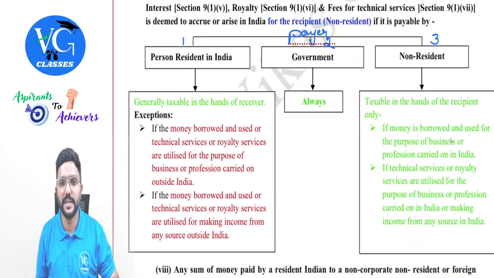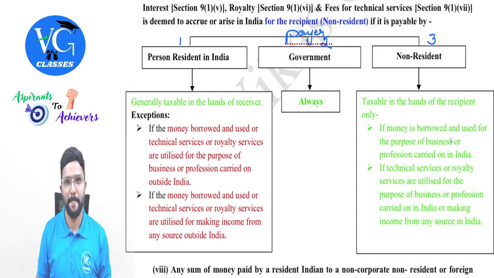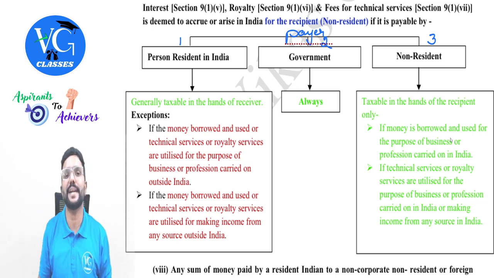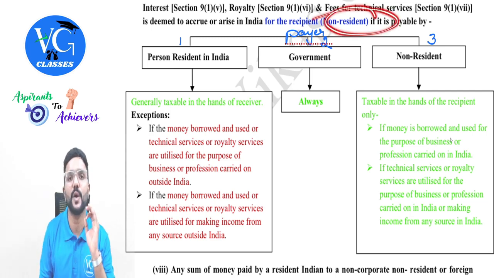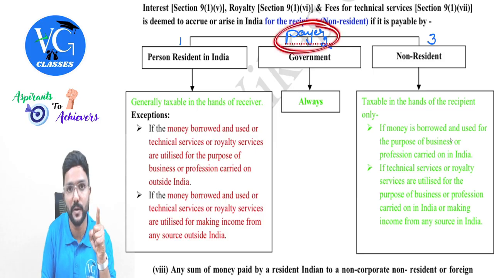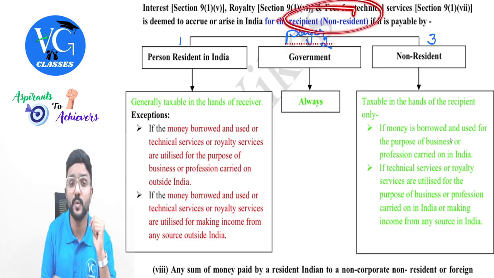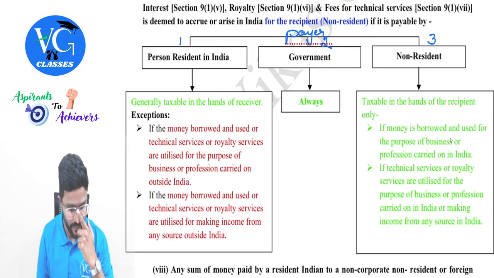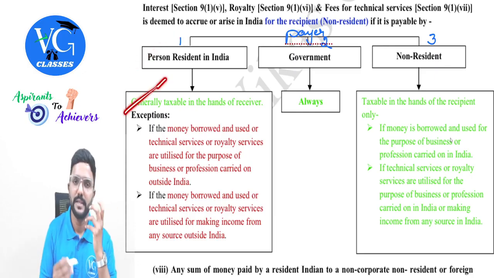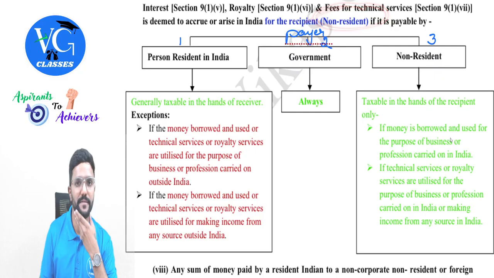If the recipient is a non-resident, then we need to check who is the payer. If the payer is a resident in India, then normally it is income deemed to accrue or arise in India. But in the following two cases, it is not an income deemed to accrue or arise in India and hence not taxable for the non-resident. Guys, please be careful. The three possibilities I have given here are for the payer, not for the payee. Who is the payee? Who is the recipient? Non-resident. Yes, sir. Okay. Now, if the payer is a person resident in India, normally it is taxable in the hands of the recipient, receiver. But in the following two cases, it won't be taxable.